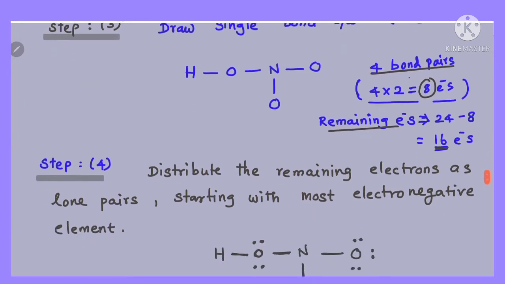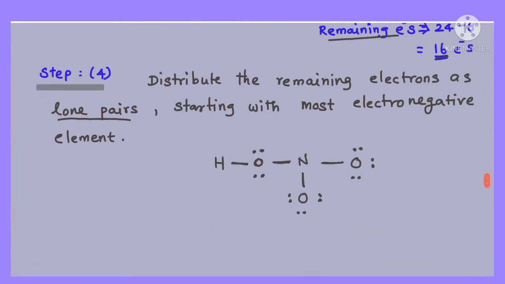The remaining 16 electrons we have to distribute as lone pairs, starting with the most electronegative element. Here the most electronegative element, the terminal element, is oxygen, so the extra 16 electrons have to be distributed over the oxygen atoms first as lone pairs. Now the terminal oxygen has only one bond pair, so 3 more lone pairs. This one also has one bond pair, 3 more lone pairs.